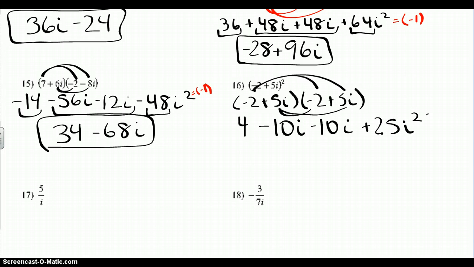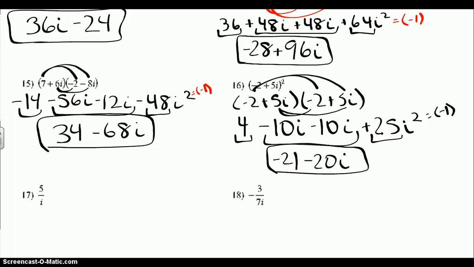Combine like terms. Remember to replace your i squared with negative 1. So I can do negative 10i minus 10i gives me negative 20i. And I can do 4 minus 25, because I've replaced that i squared with negative 1, which gives me negative 21. So this one's negative 21 minus 20i.